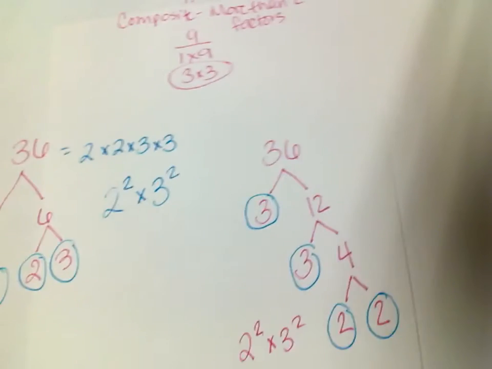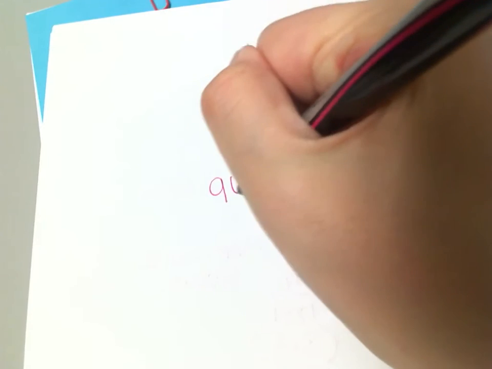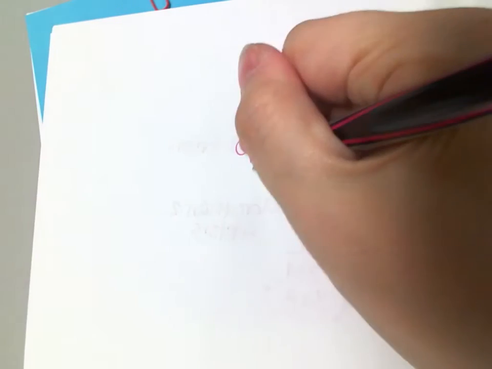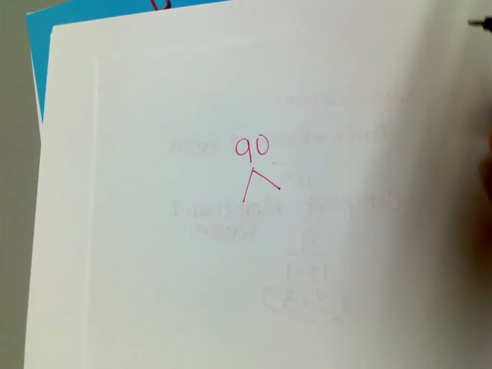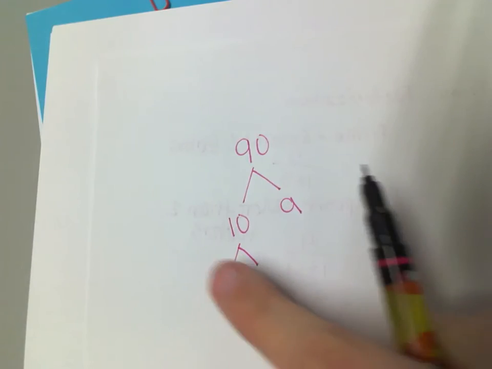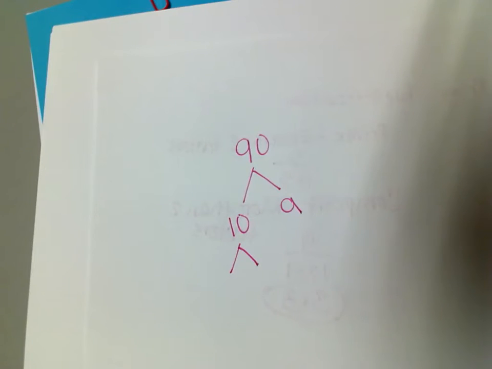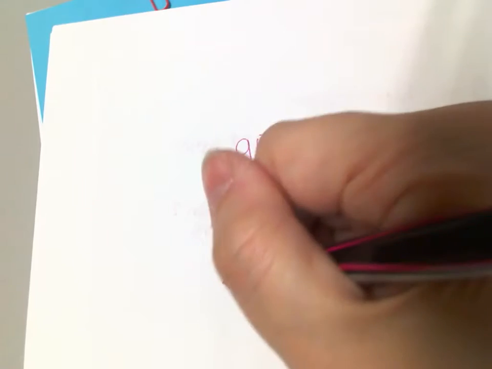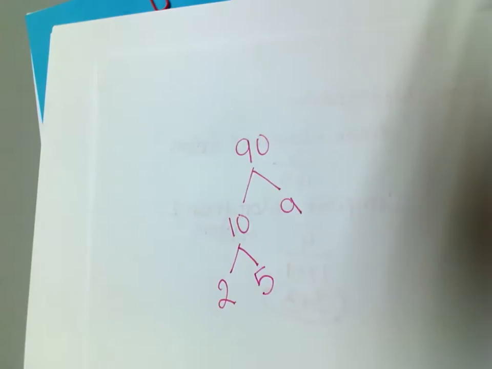Okay, let's do some more just to keep practicing. Let's try 90. You can go about it a lot of different ways. One way I could do is 10 times 9. With 10, a lot of people want to say 5 and 5, but 5 and 5 would be 25. Make sure you're careful about that. That's going to be 2 and 5.